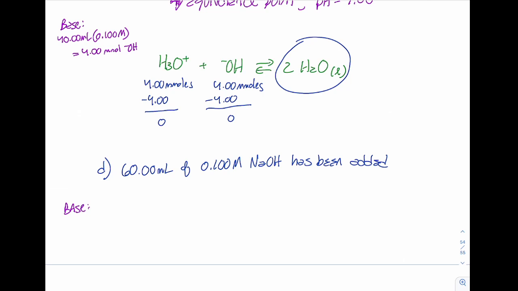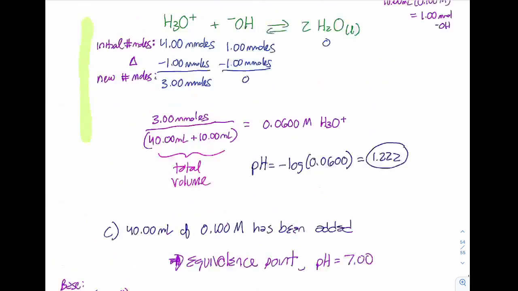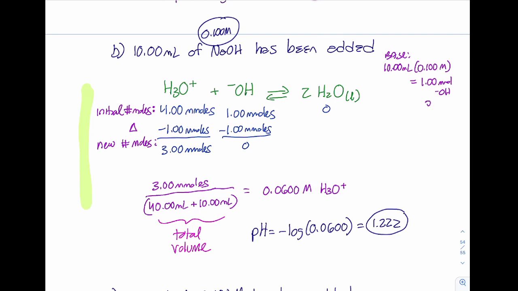So at this time I have 60 milliliters times 0.100 millimoles per milliliter, which gives me 6 millimoles of base added. Right? I didn't write "added" here, but this is what we've added at this point. Same for all three of them, right? Added.